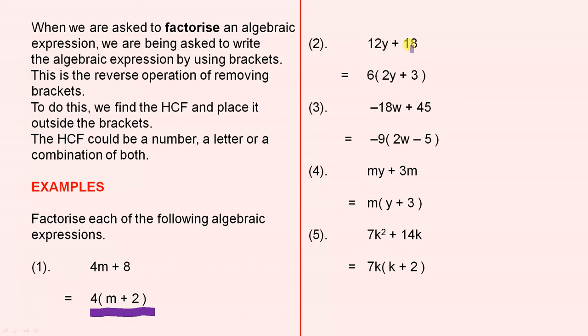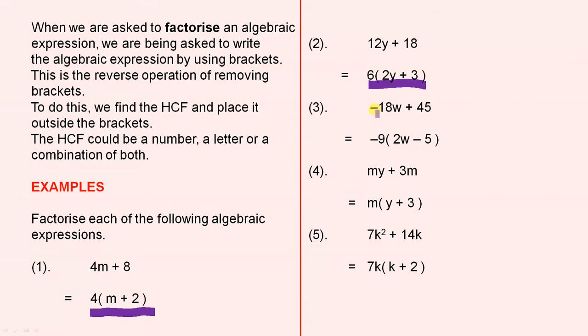Number 2, 12y plus 18. What's the highest term that divides into 12y and 18? It's 6. So 6 times what gives us 12y? It has to be 2y, so that's why that's 2y. 6 times what gives us 18? It has to be 3, because 6 3s are 18. So we have now factorised that expression.